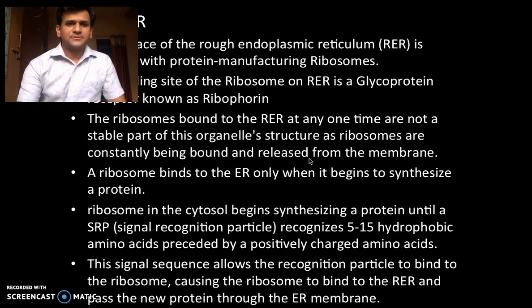So there are two different types of ER. One is rough ER. The rough appearance is because of the ribosomes. Now you can easily understand that rough means ribosomes, and ribosomes means it's going to synthesize proteins.